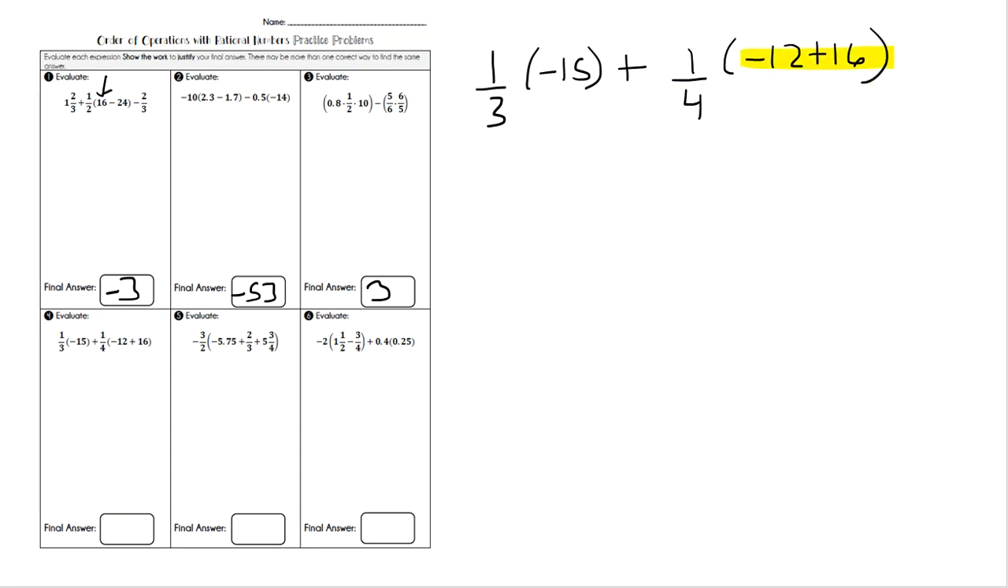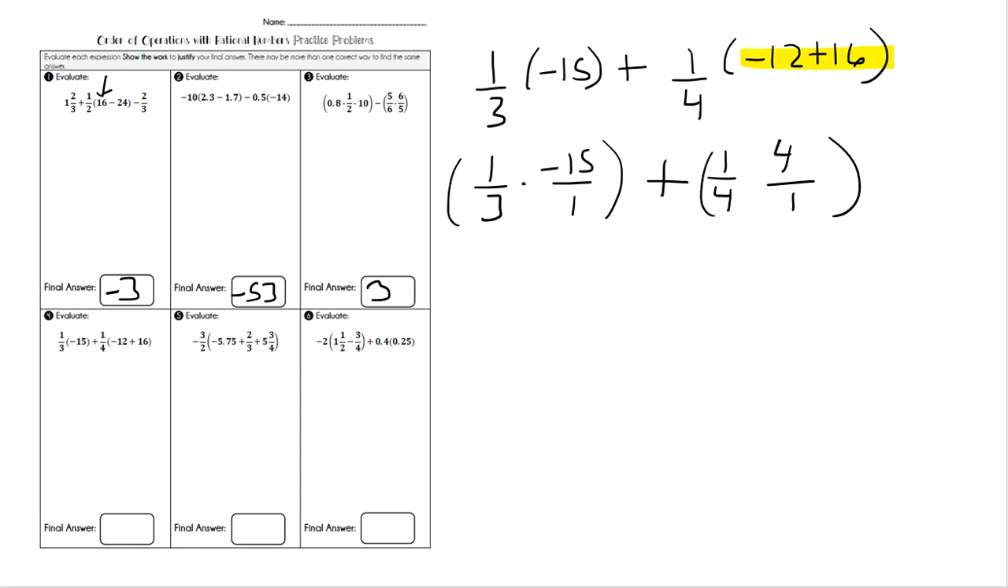Negative 12 plus 16. If you owe 12 and you have 16, that's going to be 4. So now we have 1/4 times 4. To make that a fraction, we would put it over 1. Okay? We have an addition, and then we have 1/3 times negative 15. So we are going to do this multiplication and this multiplication before we do the addition.